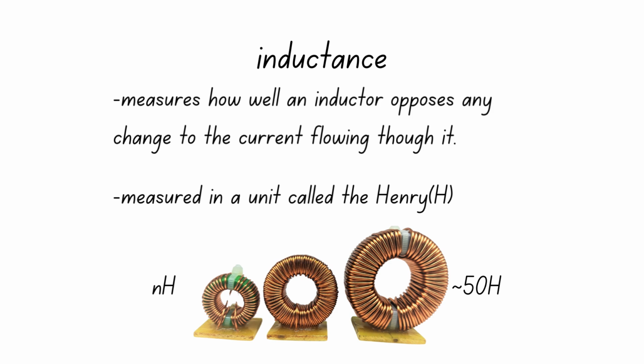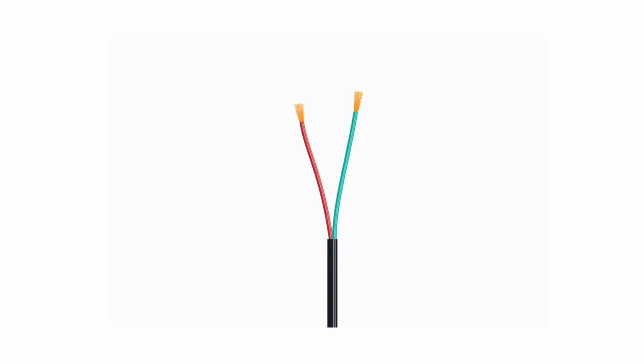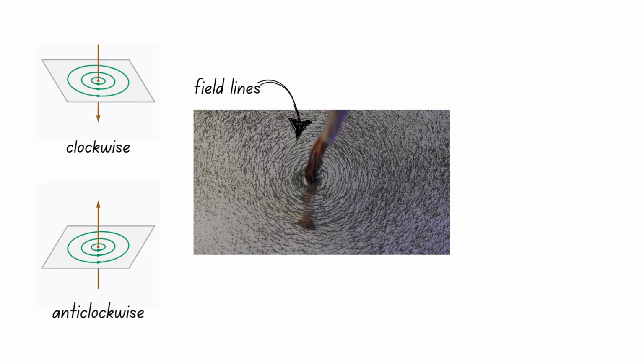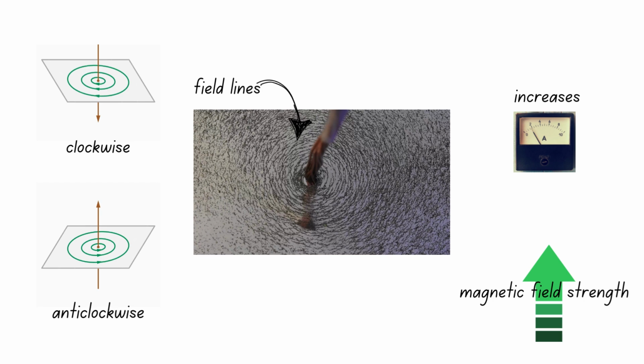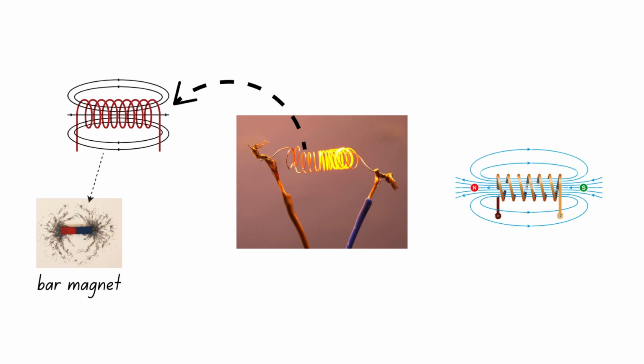Let's look at how inductors work in more detail. When current flows through a wire, it creates a circular magnetic field around the wire, and this field has a direction which can be clockwise or anti-clockwise depending on the direction of the current. When the current increases, the strength of this field increases and vice versa. When this wire is made into a solenoid, the current now creates a magnetic field similar to that of a bar magnet, and this field exists both inside and outside the solenoid.